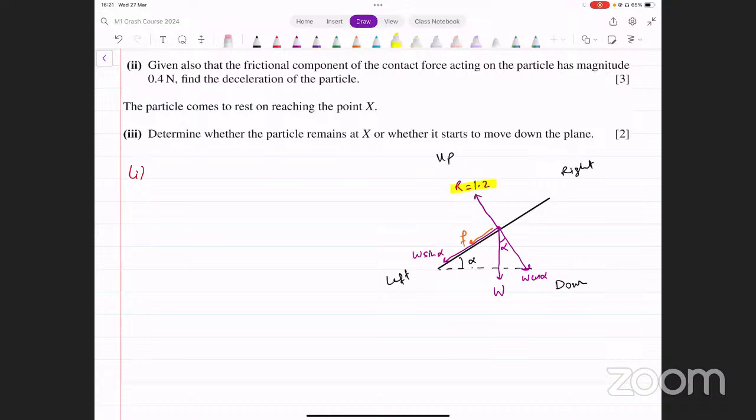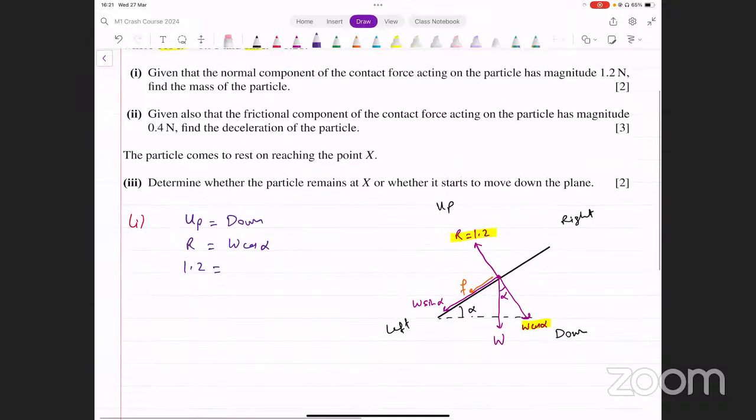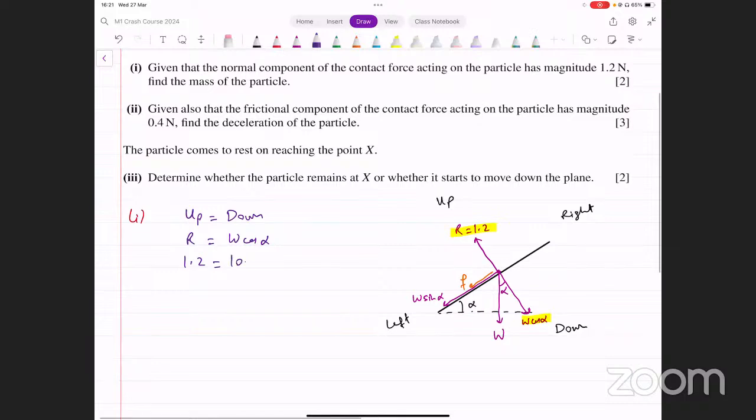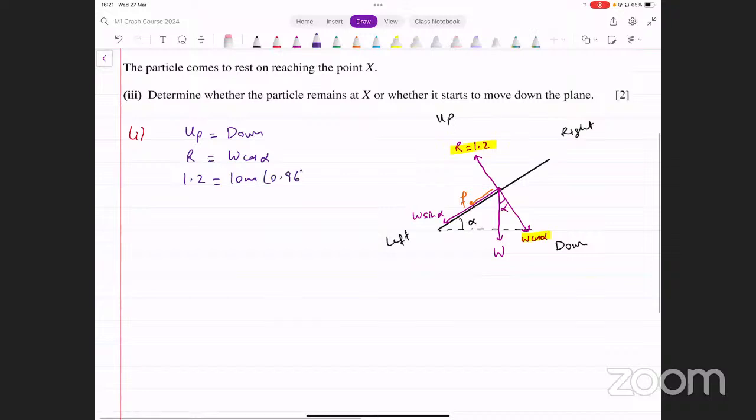Now, since these forces are supposed to be equal, the upwards force should equal the downward forces. That means R should equal W cos alpha. The value of R is 1.2. W could be, since we're looking for mass of the particle, 10 times m. Cos alpha is 0.96. We could use this information to find the value of m. What's m? 0.125. That is the value of m, 0.125 kilograms.